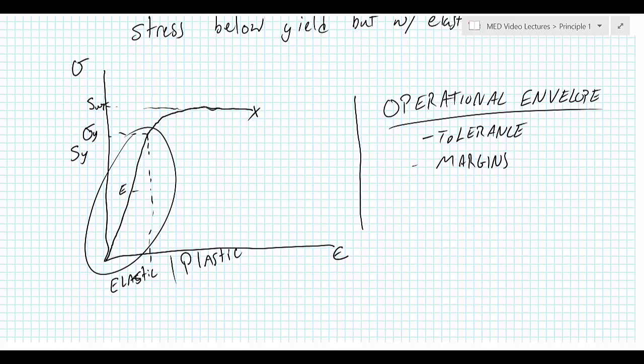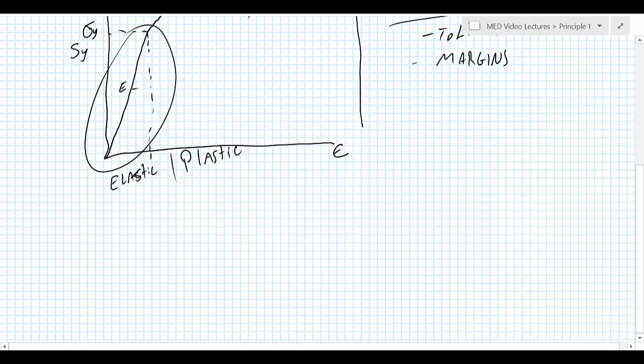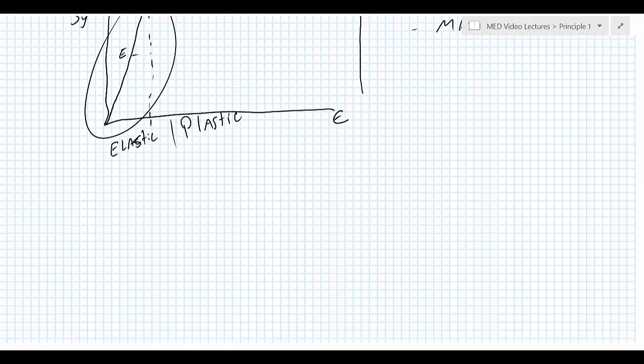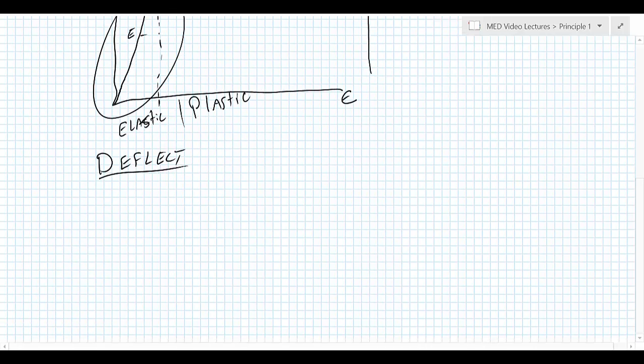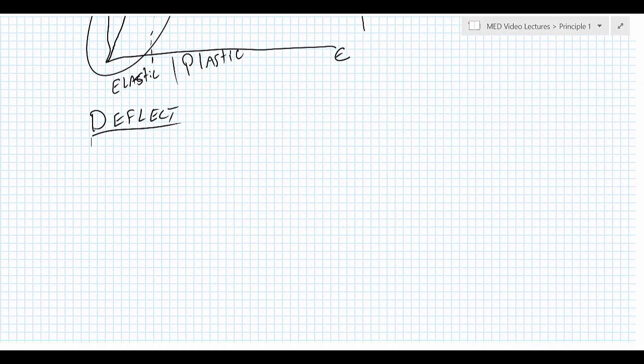All right, so let's discuss now how things actually deflect. Every part of a product put under any amount of stress will deflect. Now that deflection may be a very tiny amount, but it will deflect. So when we talk about deflection, we need to consider the loading that it's under. So let's start with direct axial.